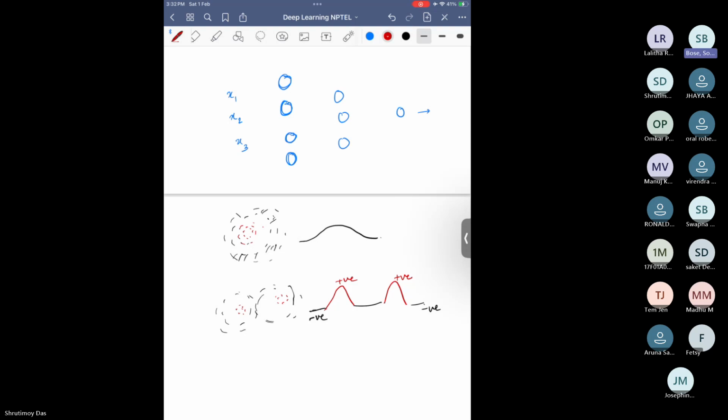Sir, just to confirm, the reason why gradient descent is used in neural nets is to get an optimum set of betas or w's or weights to minimize error? Yes. Right. Thank you, sir.